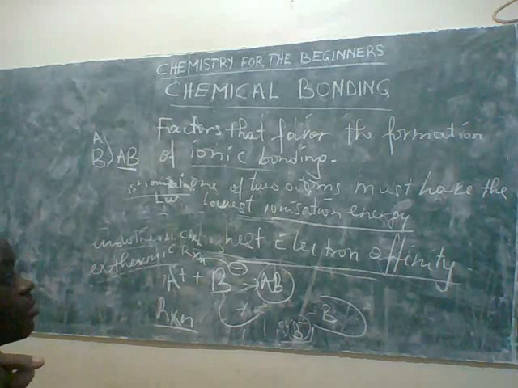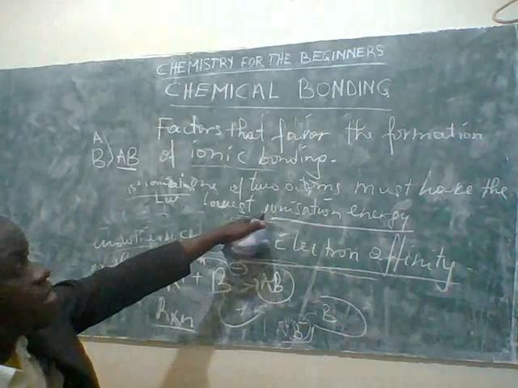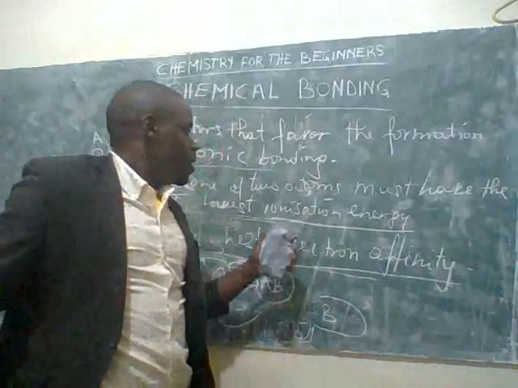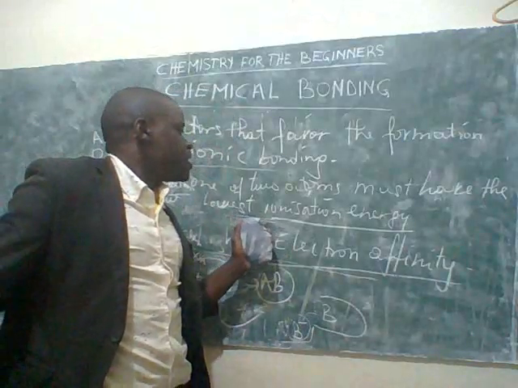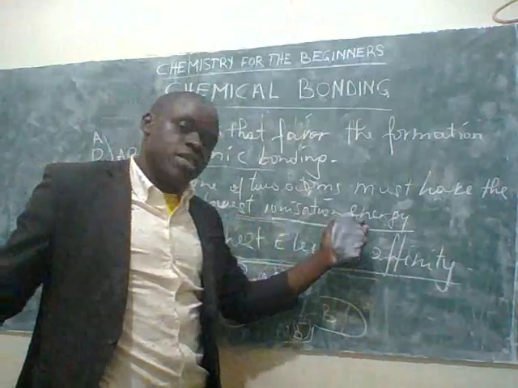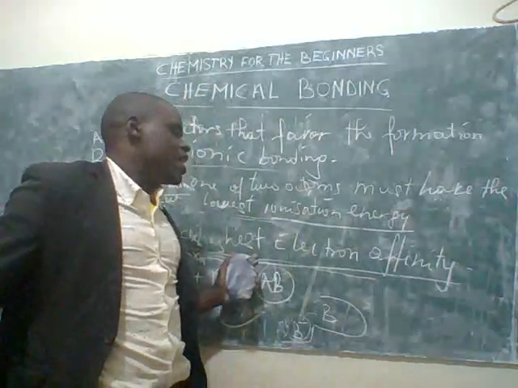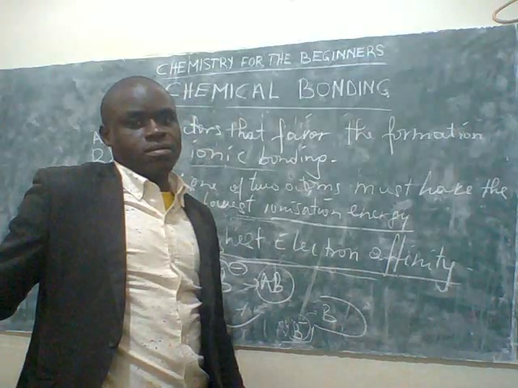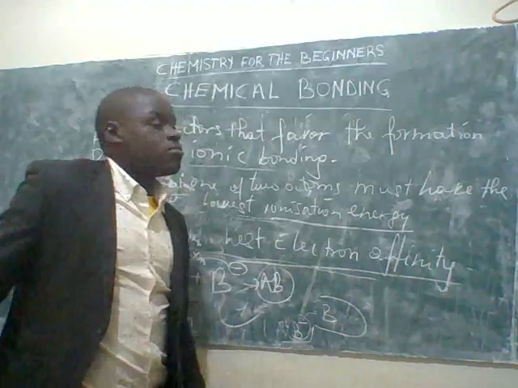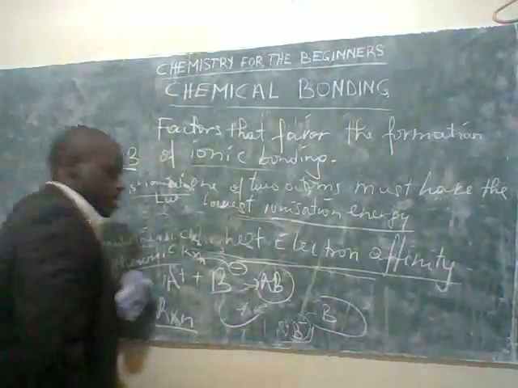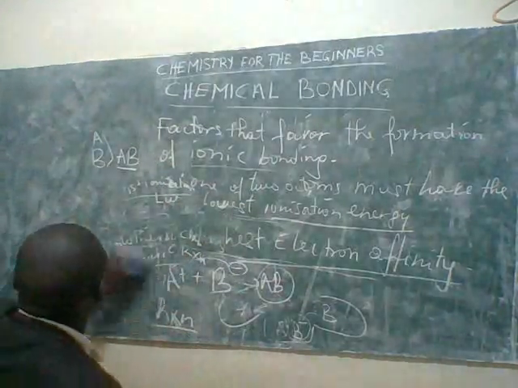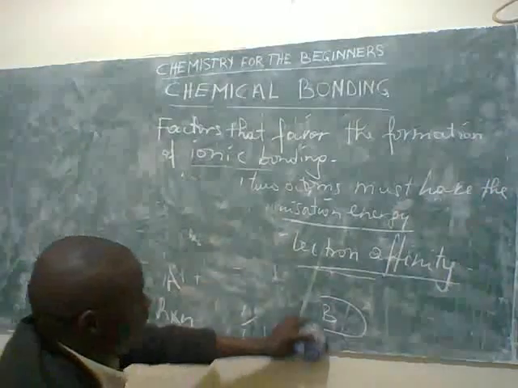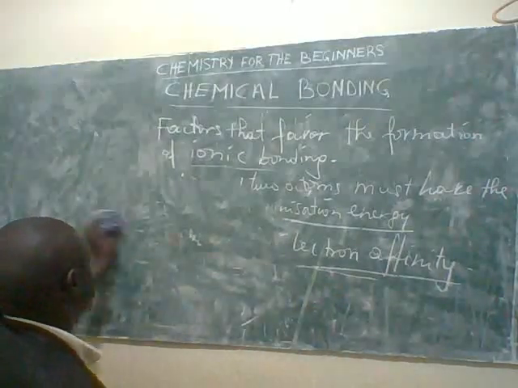So that's why you have to understand this first definition, that to make an ionic compound, you must have the lowest ionization energy and the highest electron affinity. I give you an example of aluminium. Aluminium sometimes doesn't form an ionic compound. I'm still explaining this.